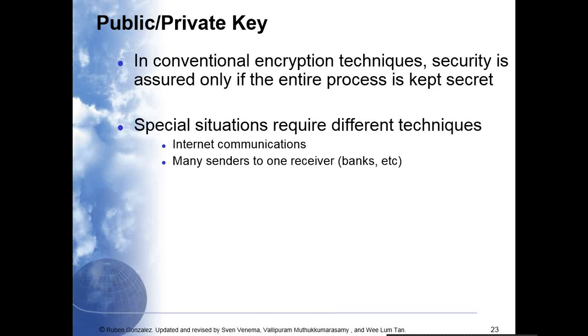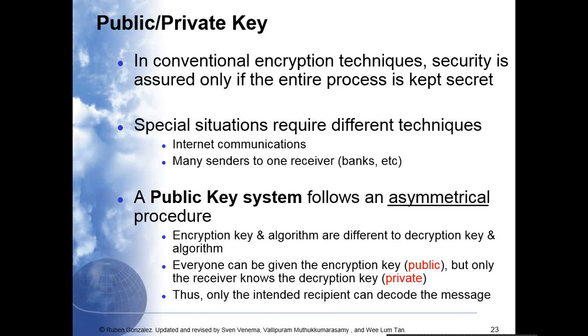There are special situations that require different techniques, for example, internet communications and the many senders to one receiver problem, where there's a bank, right? And so basically I'm sending something to a bank and there's many people doing that. So a public key system follows not a symmetrical procedure but an asymmetrical procedure. The encryption key and the algorithm are different to the decryption key and the algorithm. So this is a different type that we're talking about now. Everyone can be given the encryption key, which is public, but only the receiver knows the decryption key. So everyone can encrypt. You can encrypt something and send it, but only the receiver can decrypt it.